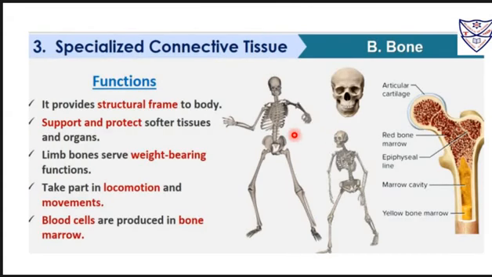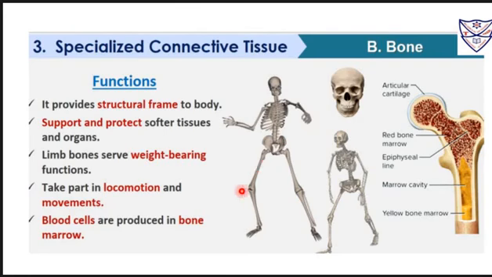Bones provide the structural frame to the body. If our bones were not there, then we would not have any shape. It is the skeletal system which provides the shape to our body. They support and protect softer tissues and organs. So that's why all our softer tissues, all our internal organs are protected.